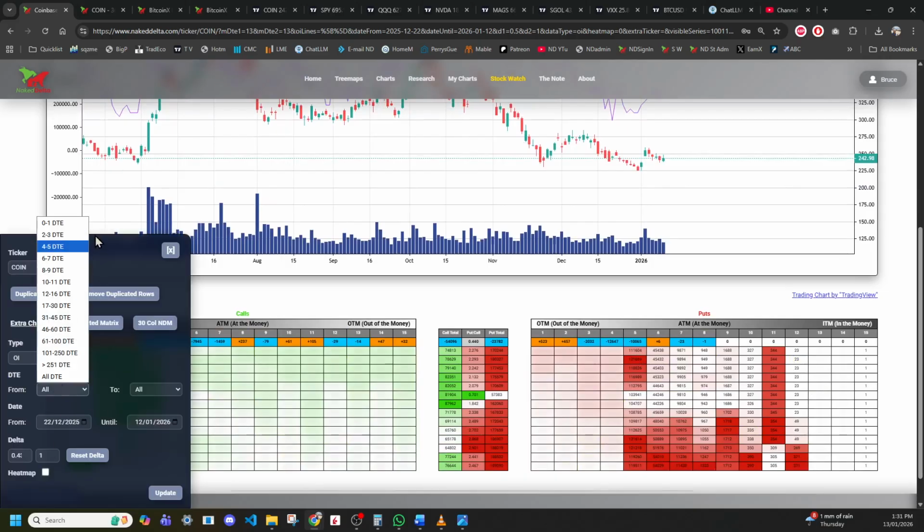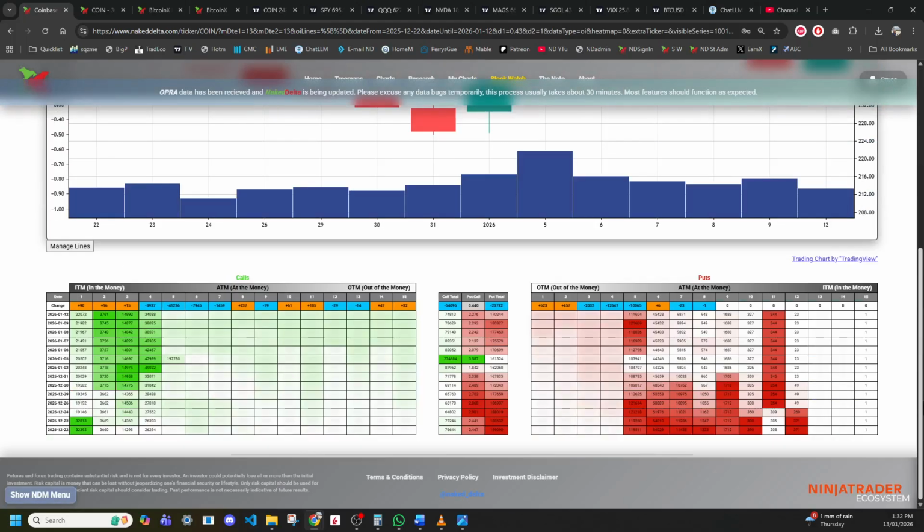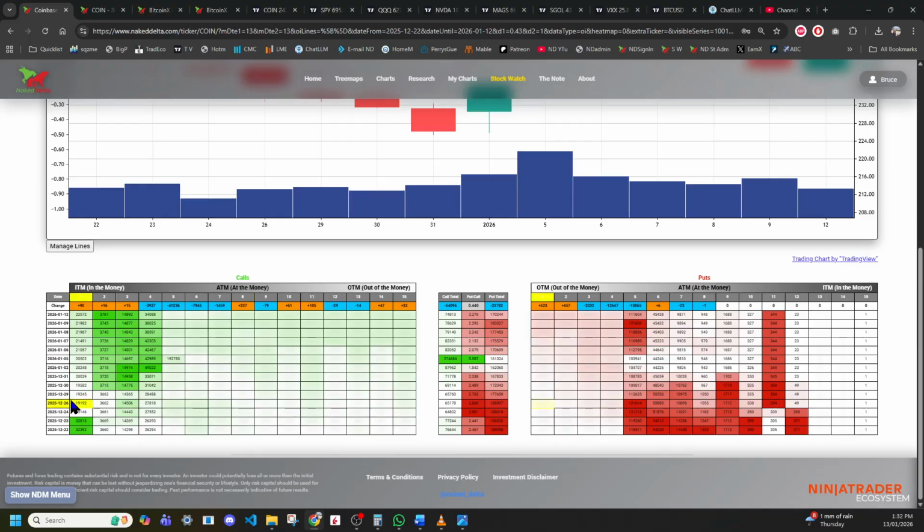We can change these filters, but here I've got all DTEs being expressed. So that is all the option positions that are open in COIN at the moment. Green is calls, red is puts, and we can see the put and call ratio here of the at the money to in the money options. I look at these for long positioning. It's a nice easy way to establish what the positions are.